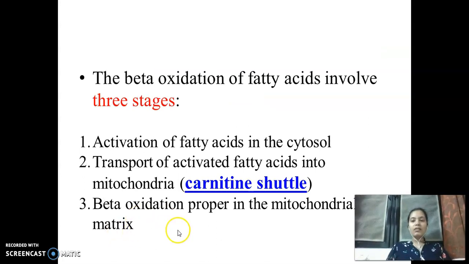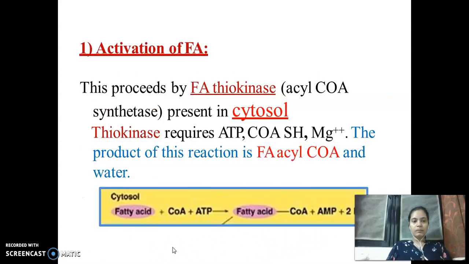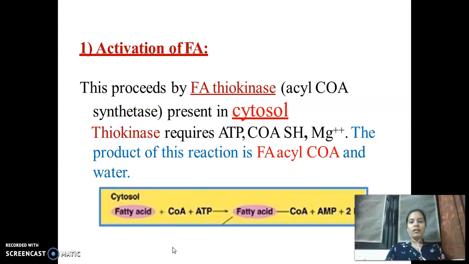So again it has three steps. First is activation of fatty acids in the cytosol. Then these fatty acids go into the mitochondria using the carnitine shuttle, and then beta oxidation proper occurs in the mitochondrial matrix. So first step is activation of fatty acids.